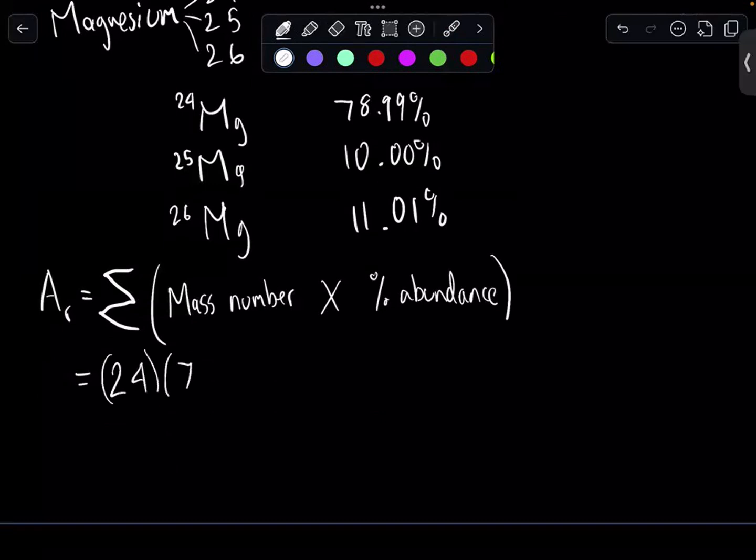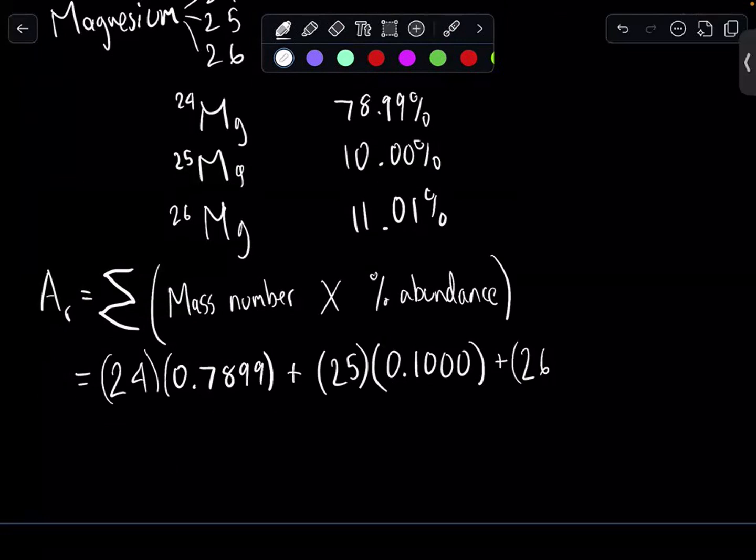Now, percent is out of 100, so instead of saying 78.99, I'm going to write the percentage as a number, which is 0.7899. I will add that to 25 times its percent, 0.1000, and I will add that to 26 times its percent, 0.1101. When I plug this all into my calculator, I get 24.32 is the relative atomic mass of magnesium.